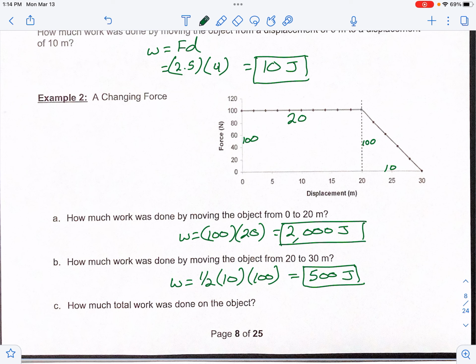Now, how much total work is being done? All you got to do now is just add up both the shapes. So just add that 2,000 we found in part A plus the 500 we found in part B, and that comes out to be 2,500 joules.